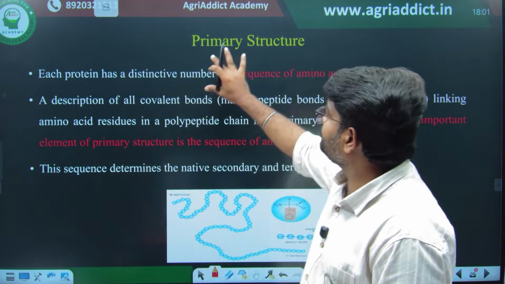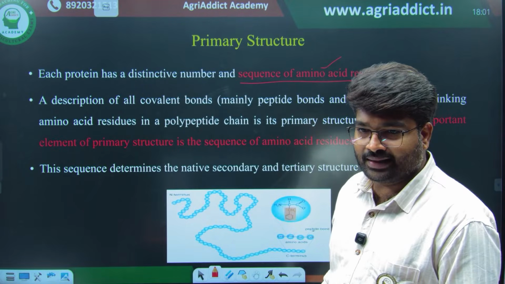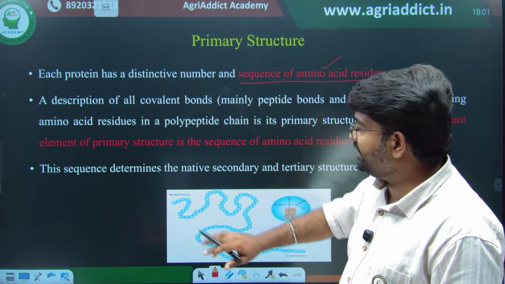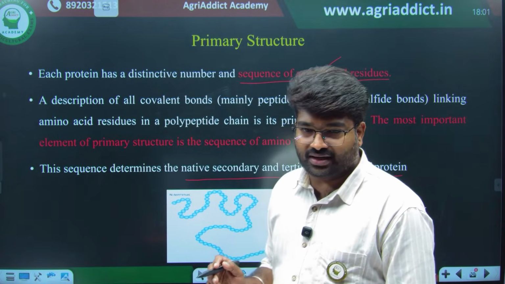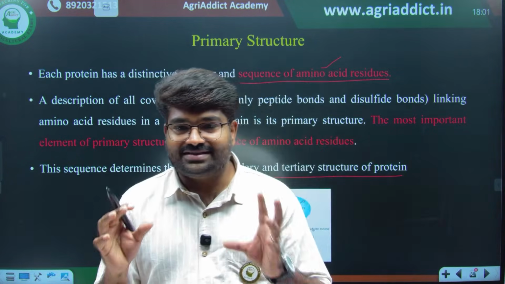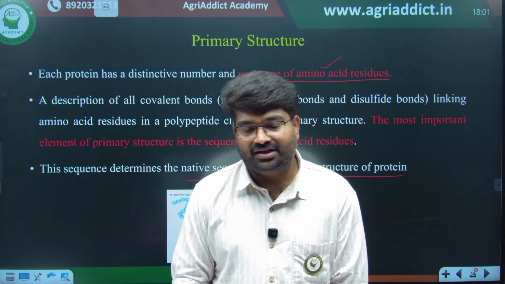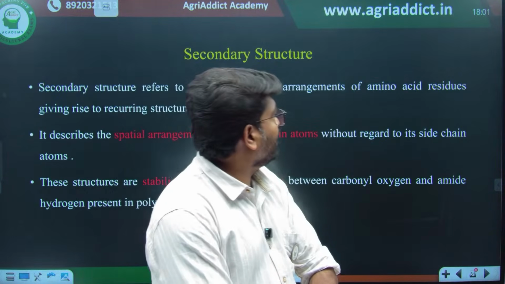So primary structure means what? It's the sequence of amino acids, and the most important thing, the primary sequence will determine the secondary and native structure of protein. So the amino acid sequence will determine the native secondary structure and tertiary structure of the protein. This is another important point you have to remember.